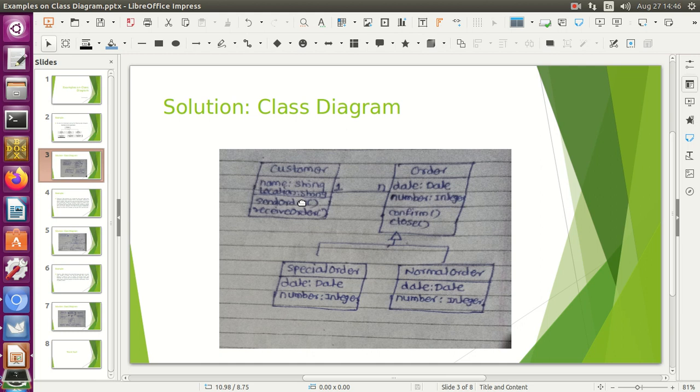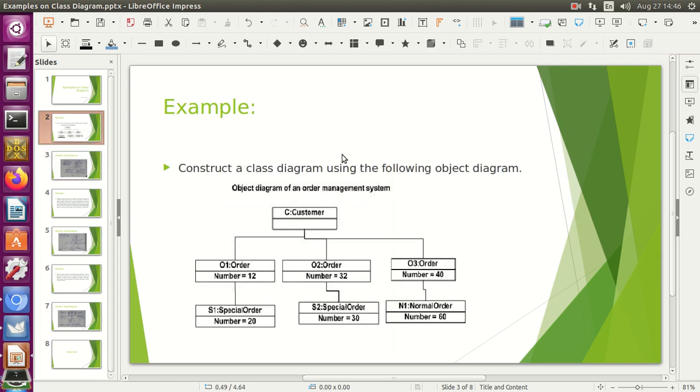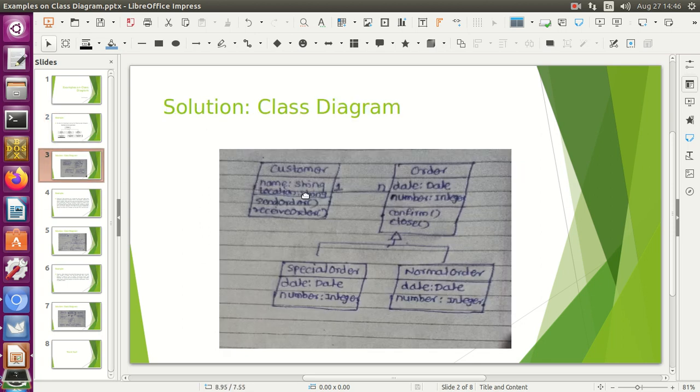based on my knowledge. Again, in the diagram they have given the relationship between the customer and order 1, again customer and order 2, customer and order 3, meaning one customer has multiple orders. So based on this I have added the association. So one customer has n orders. These multiplicities we have added here in the class diagram.